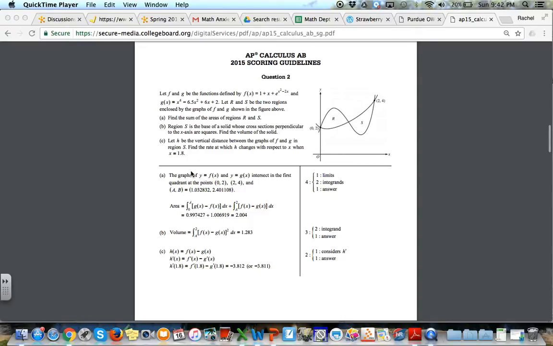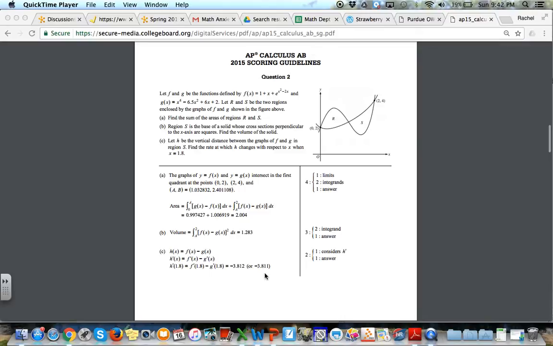But you just care about how it's changing at 1.8. So you can plug your 1.8s in, and if you've already graphed f and you've already graphed g, you can find the value of the derivative at 1.8 in f and the value of the derivative at 1.8 in g. That's second, calculate 6. Get those two values, subtract them, and it will give you negative 3.812. And like this is what I was talking about on Friday. Even if you round incorrectly, you can still get the points for that answer. So that's question 2. Pretty straightforward.